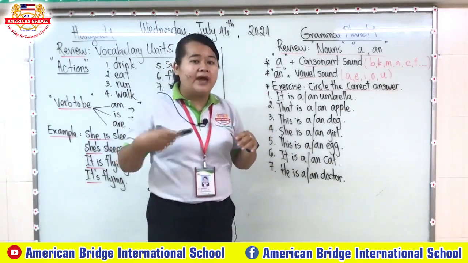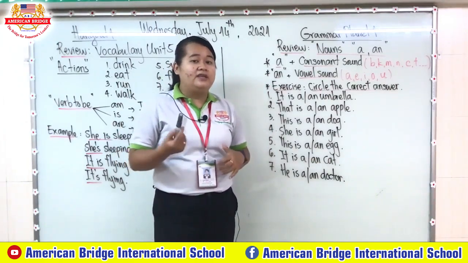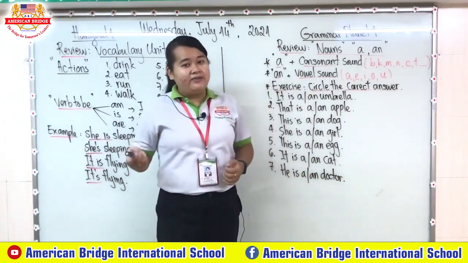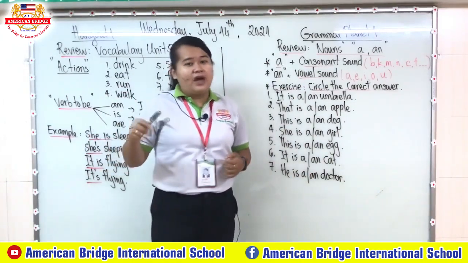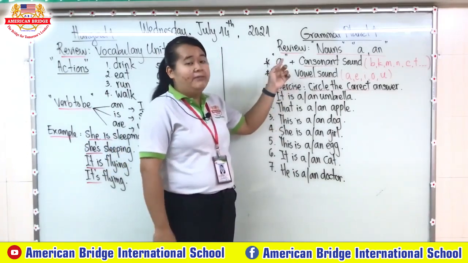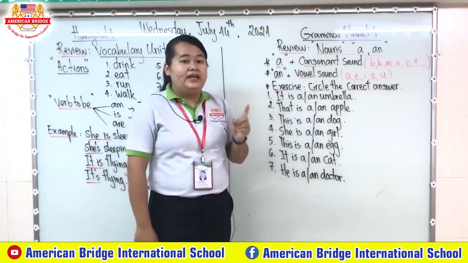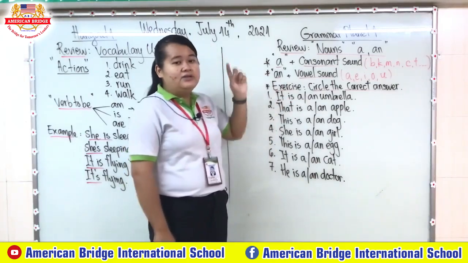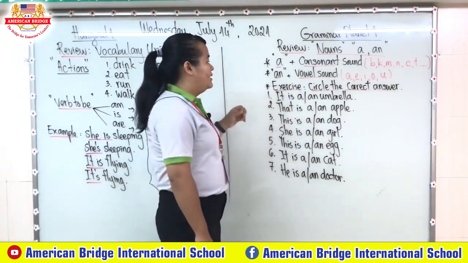So you need to remember and practice for yourself that we use a with consonant and we use an with vowel. And our vowels are 5 letters: A, E, I, O, U. So if it is not A, E, I, O, U, you need to use a, but if it is a vowel, those 5 letters A, E, I, O, U, you need to use an, right? So you need to remember it, everyone. Okay, so now let's move to our exercise.